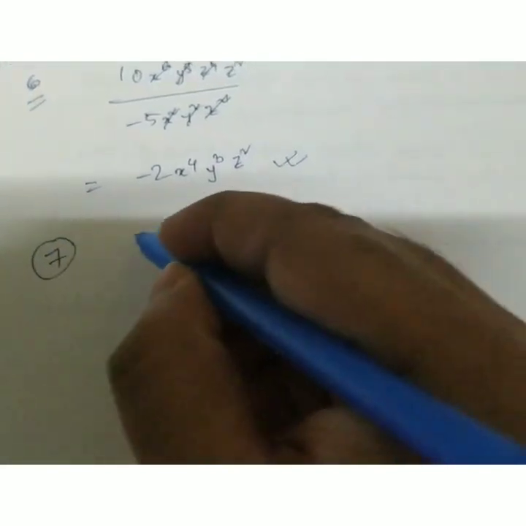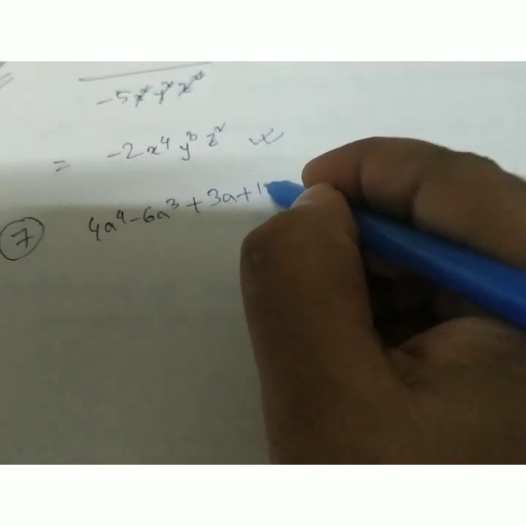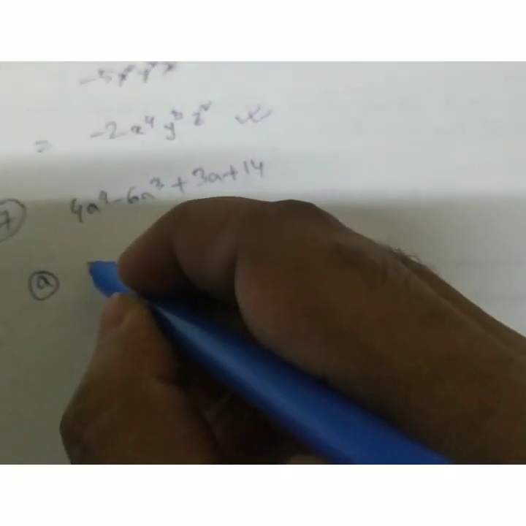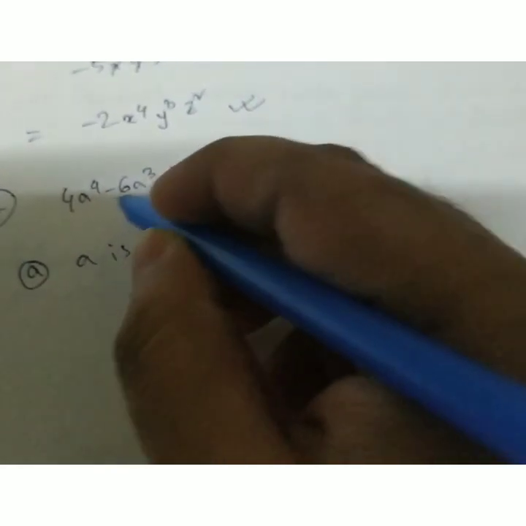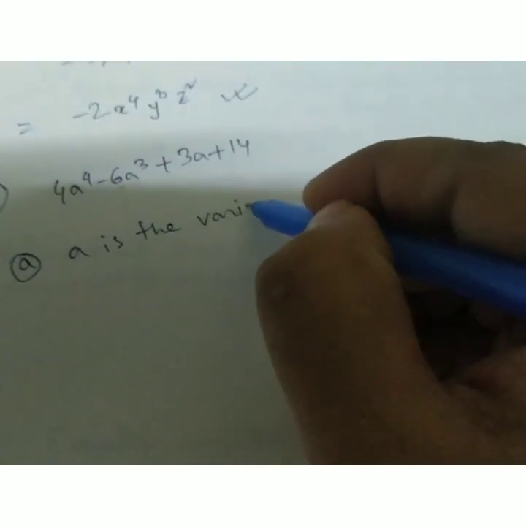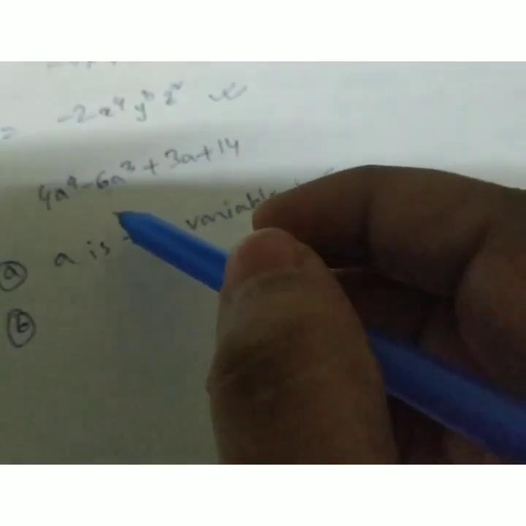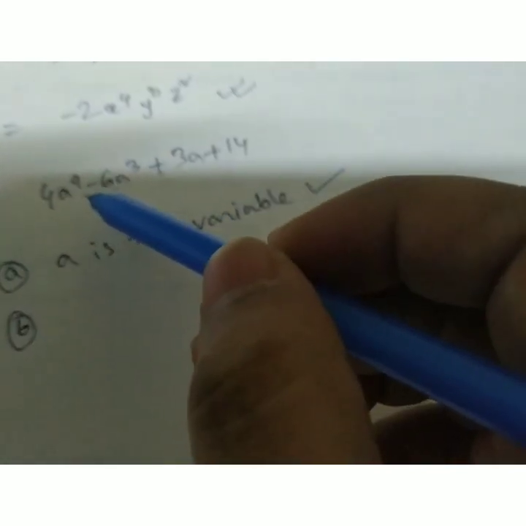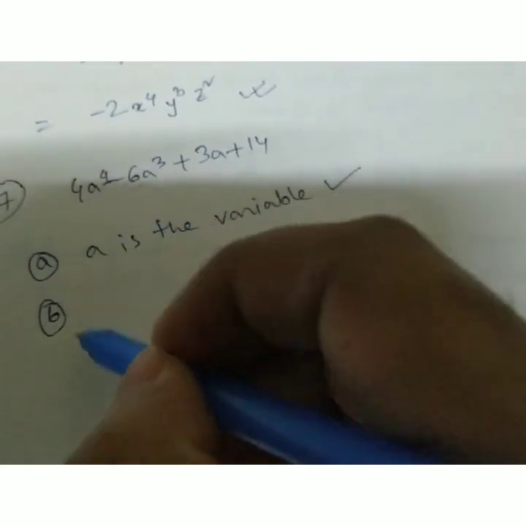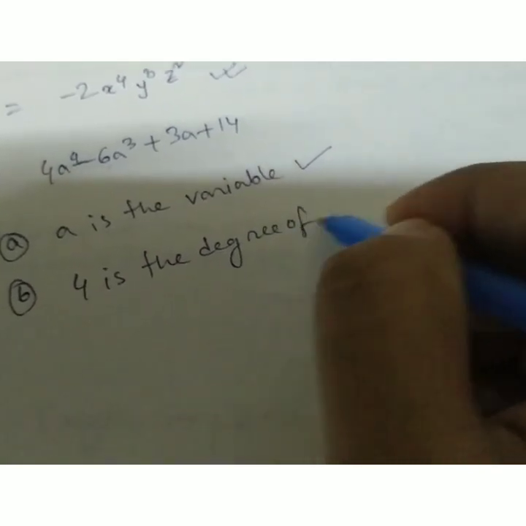Next, moving on to 7. This is an interesting question. 4a^4 minus 6a^3 plus 3a plus 14. We need to find out which part is correct. So a is given. A is the variable of this polynomial, because this is the algebraic expression and a is the variable. So this is correct. Now part B, the degree of the polynomial is 4. Now what does degree mean? Degree means the highest power in the polynomial or the algebraic expression. So the highest power is what? 4. So this is also correct. 4 is the degree of the polynomial.